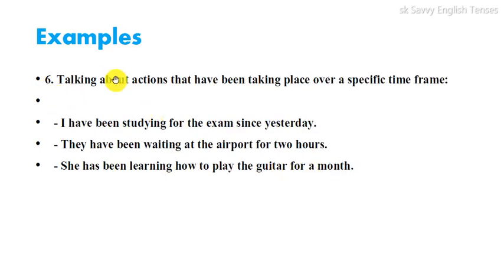Okay, number six is talking about actions that have been taking place over a specific time frame. For example, I have been studying for the exam since yesterday. They have been waiting at the airport for 2 hours. She has been learning how to play the guitar for a month.